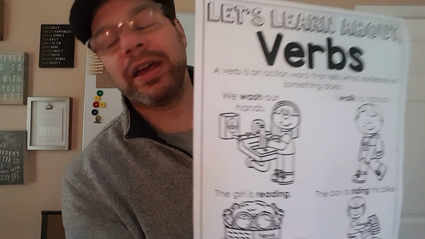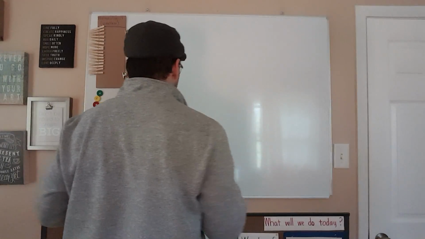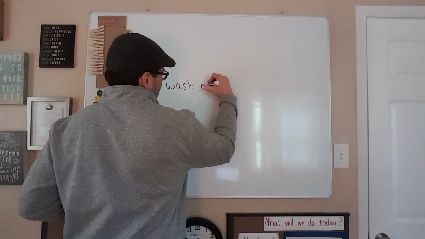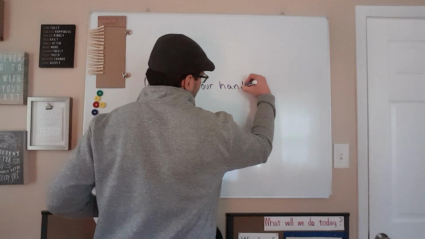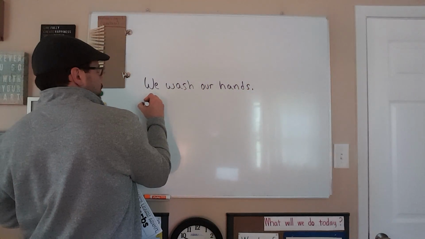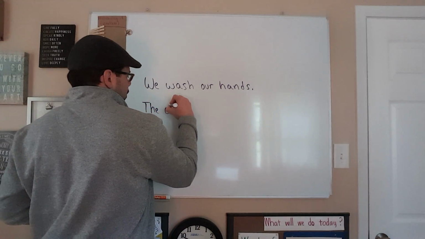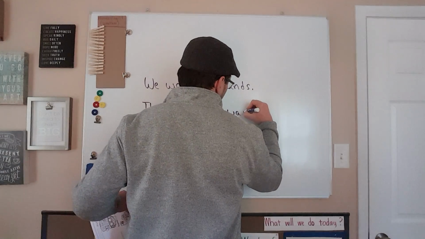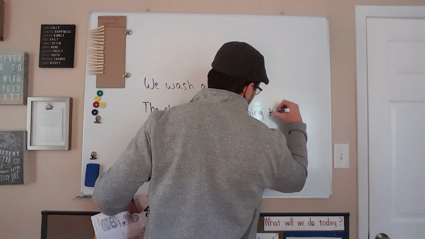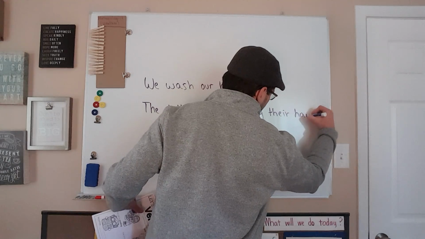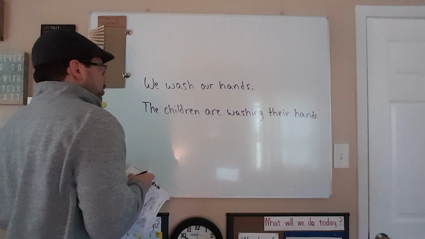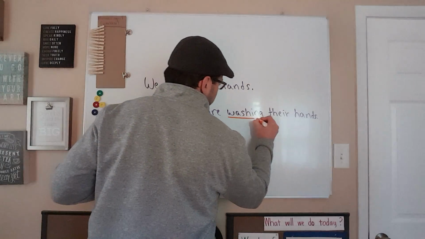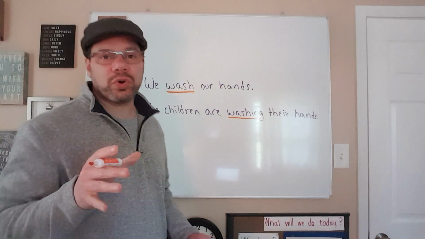We wash our hands. Okay, that would be one version of that verb. We wash our hands. Okay, we can say the children are washing their hands. And I will underline our verb in orange. We wash our hands. The children are washing their hands. That is the action word in that sentence.